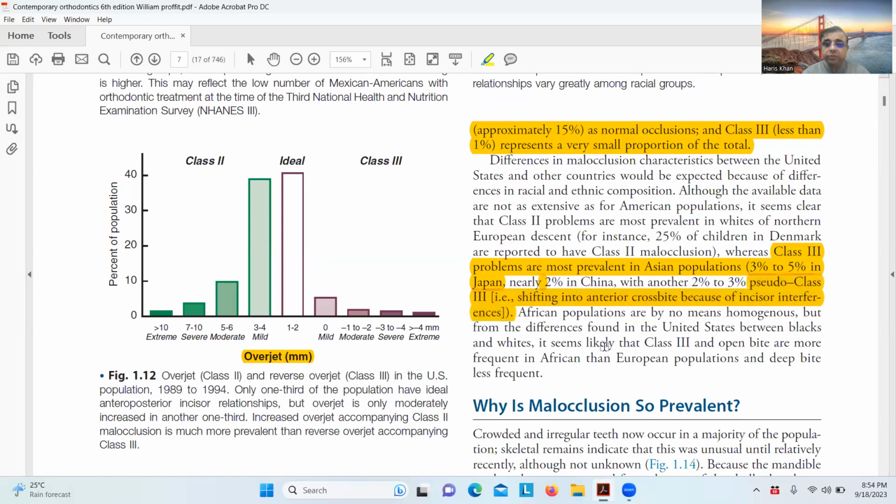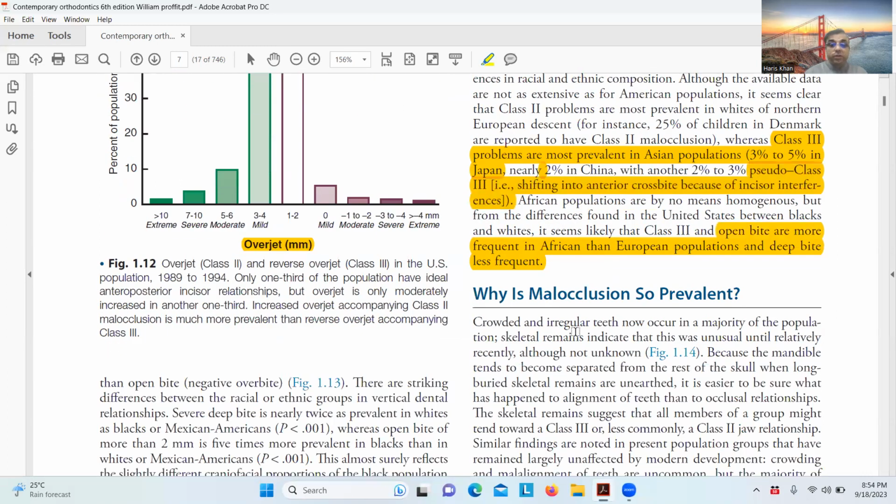Homogeneous, but a difference is found between the blacks and the whites. Open bites are more frequent. Okay, open bites are more frequent in the African than the European, and deep bite less frequent. Okay, so that is important when it comes to communication stations, these things, or sometimes single-level MCQs.